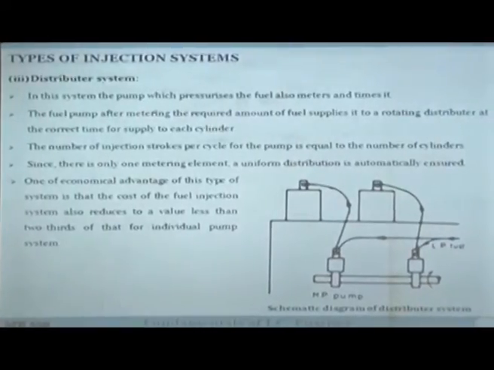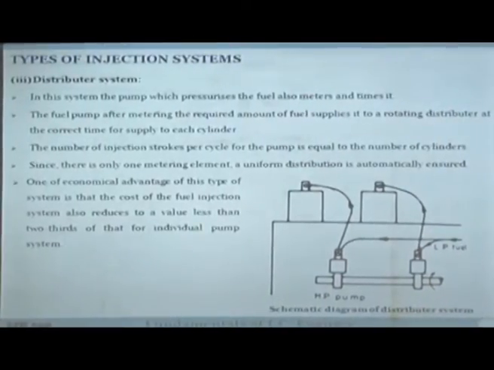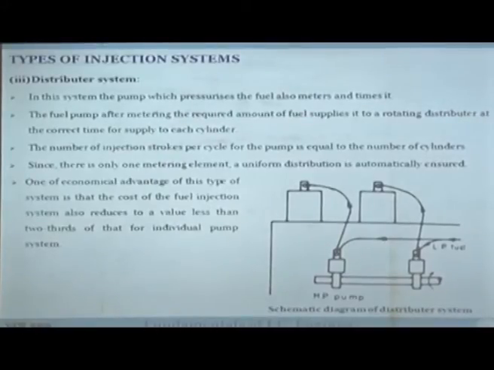The fuel pump, after metering the required amount of the fuel, supplies it to a rotating distributor at the correct time for supply to each of the cylinders. The number of injection strokes per cycle for a pump is equal to the number of cylinders. So that means if it is a 4-cylinder engine, this particular system will inject 4 times in 720-degree rotation of the crankshaft. Since there is only one metering element, a uniform distribution is automatically ensured. There is one distributor which is supplying to everyone, so obviously the fuel quantity that is being supplied will be the same.